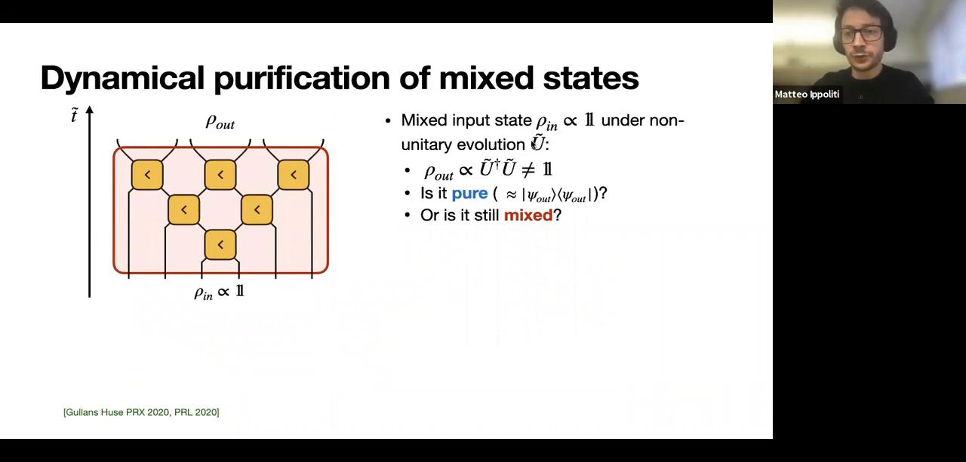So if your evolution is unitary, then of course the identity is invariant, because it just gives you u times u dagger equals the identity again, so it doesn't evolve. But precisely because your u twiddle isn't unitary, you can get some interesting states as you evolve your initial identity. And the question is, do you get a pure state, a projector on a single state, or do you retain a mixed state for a long time?